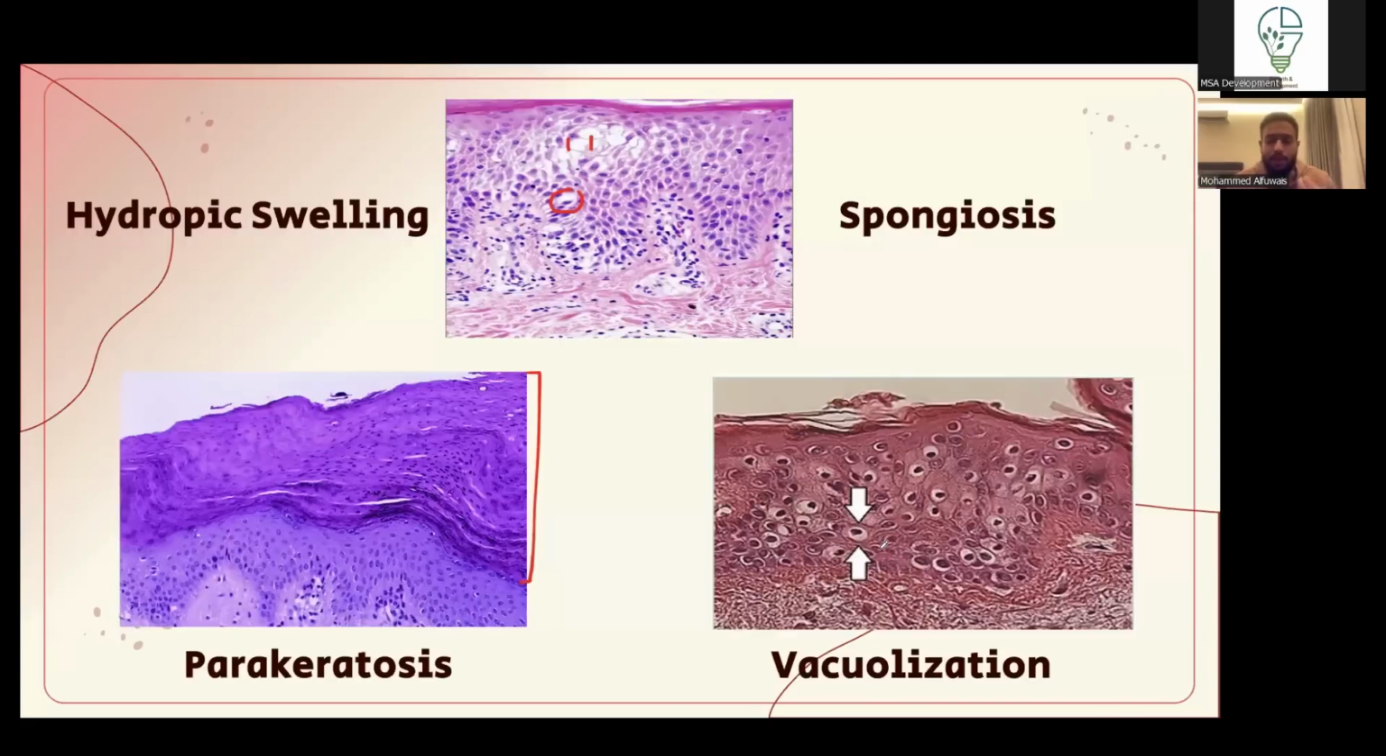Just remember this one image in case it comes in an OSPE question, and you know that this is vacuolization. Okay? This is commonly seen with viral infections, more specifically, human papillomavirus. Again, forget about the pathogenesis of vacuolization. Just remember this one image. The rest you need to describe and know what diseases are associated with, such as parakeratosis and spongiosis, which we'll explain in detail.